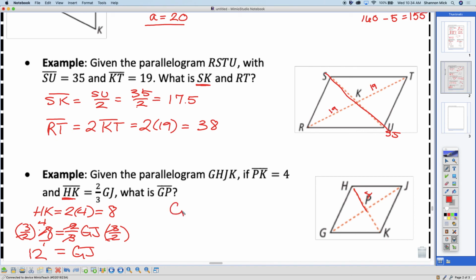Now, GP is going to be what of GJ? 1/2. So I need half of 12. GJ is 12, and 1/2 of 12 is 6. So GP is 6. Now, dividing by 2 and multiplying by 1/2 are exactly the same thing, aren't they? And if you can get that in your head, it will save you some time later on.